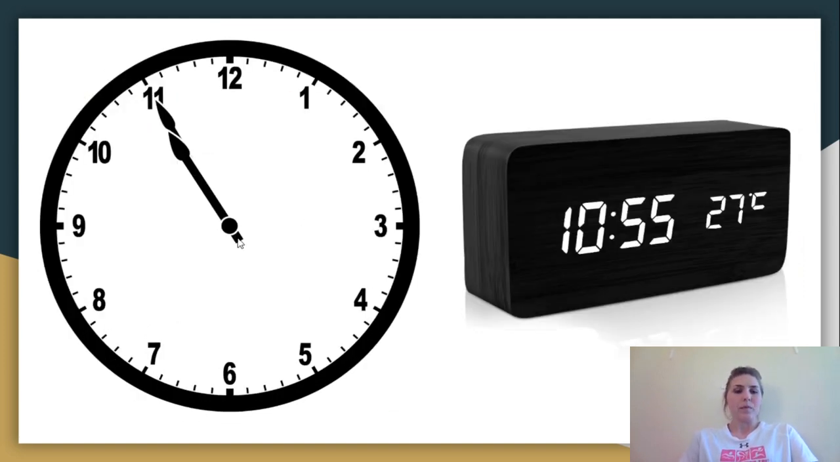So here's another clock we can look at. It looks like my hour hand and minute hand are both pointing to the 11. However, we know that the closer the minute hand gets to the 12, the closer it is to a new hour. So the hour hand has to keep moving too to get closer, but it's not quite yet to that 11, so it is 10:55.